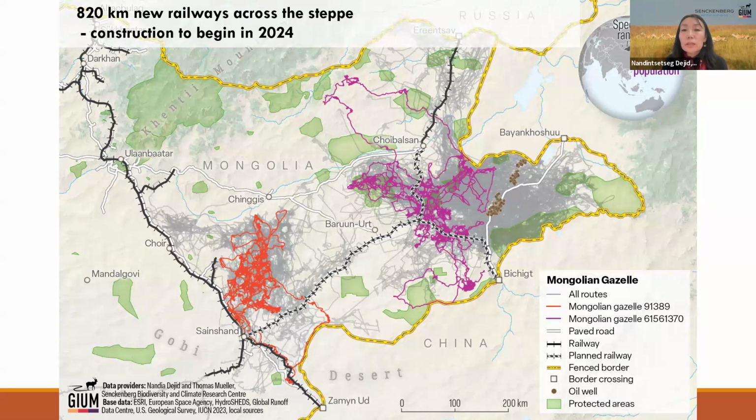But at the moment, we really don't know, or there is no discussion among practitioners, researchers and decision makers, about what kind of crossing structures are needed and where those crossing structures should be placed across this big landscape to protect these species, the nomadic movements, and also the intactness of the Mongolian steppe ecosystem.